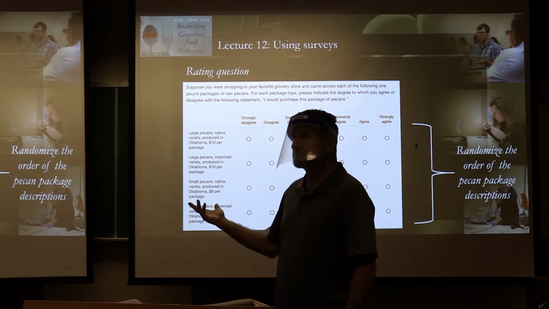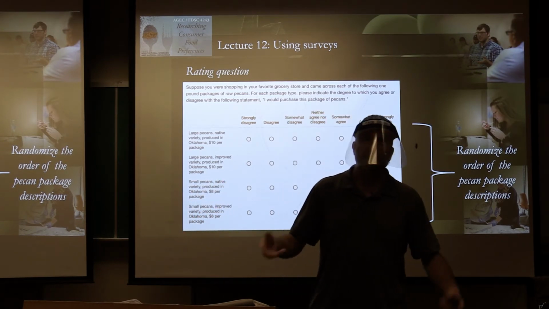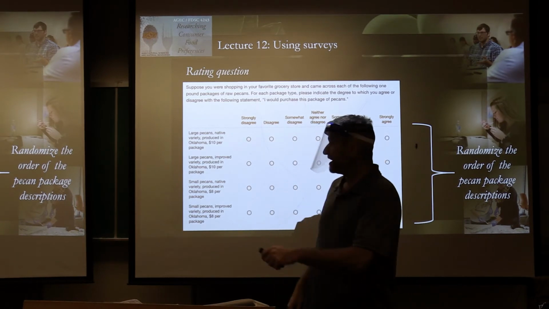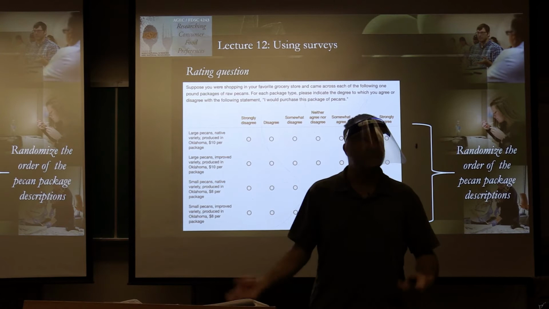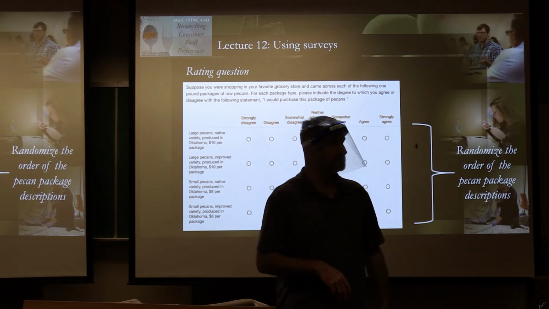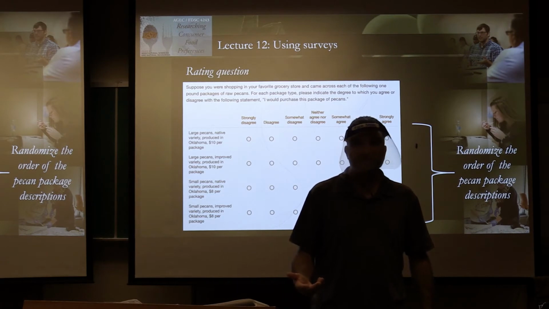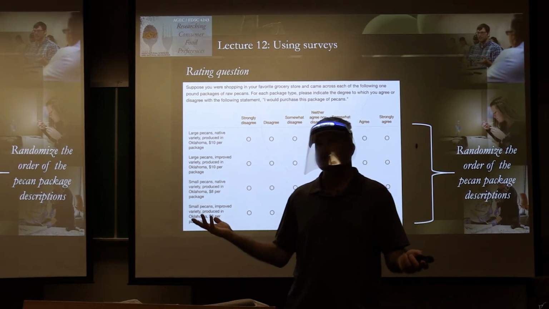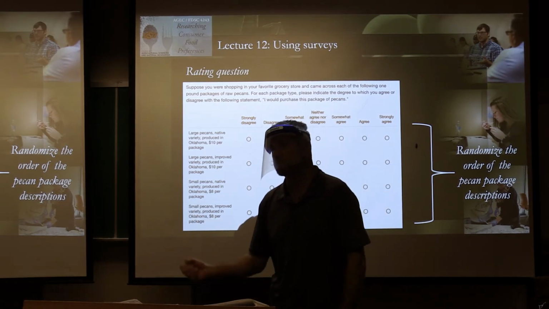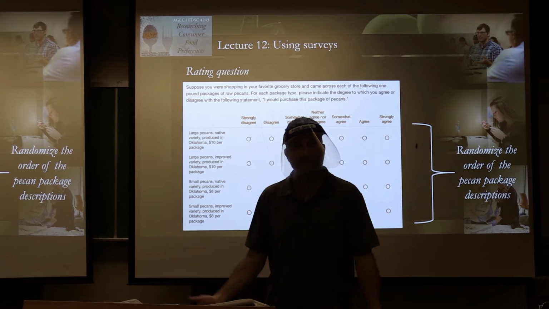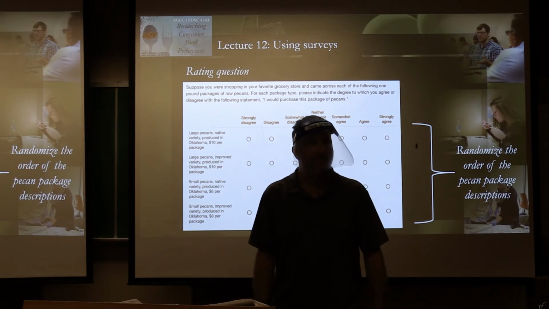Like, so I got this one pecan. Okay, it's large, it's native, produced in Oklahoma, the price is this. And by the time I've gotten down to the last one, I can't even remember what the first one was. And that's kind of annoying when surveys are, the last thing we want to do when taking a survey for a little money or for free is have to think real hard. We want to save that for the night before a test. But if you're just doing something for fun, you don't want to have to think too hard.